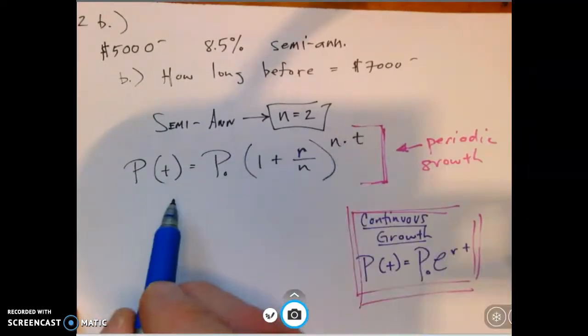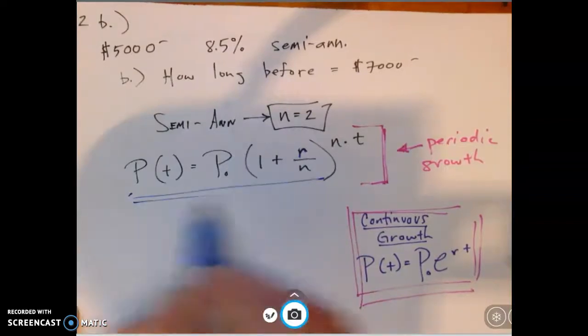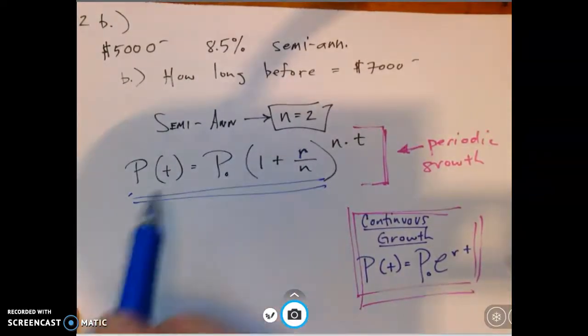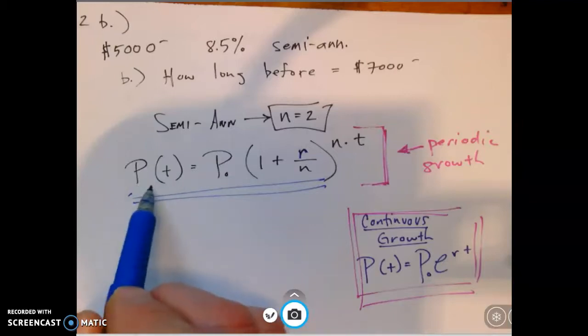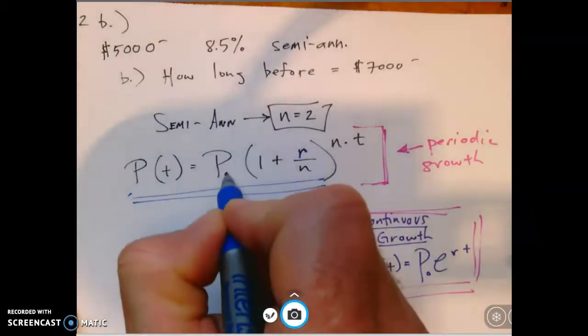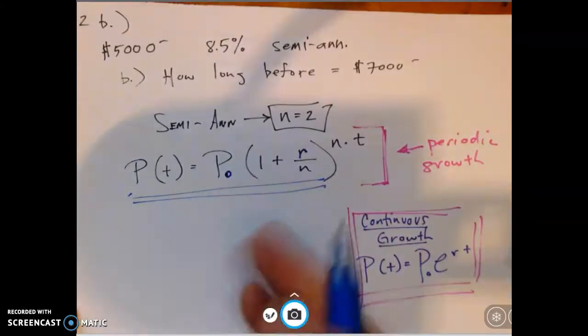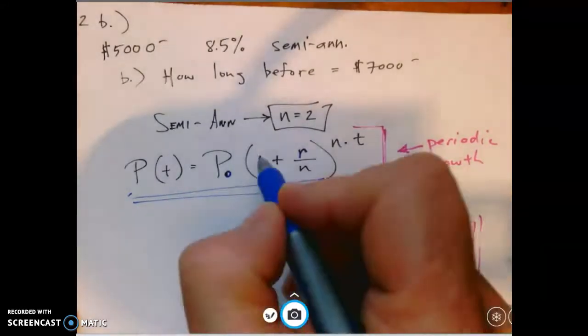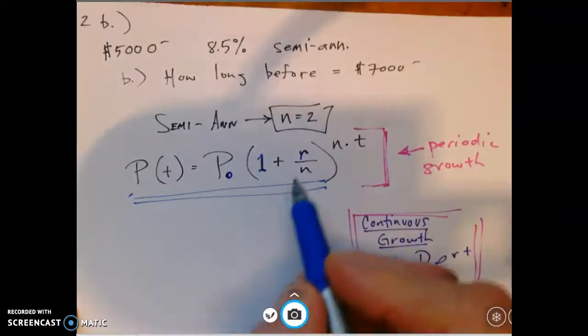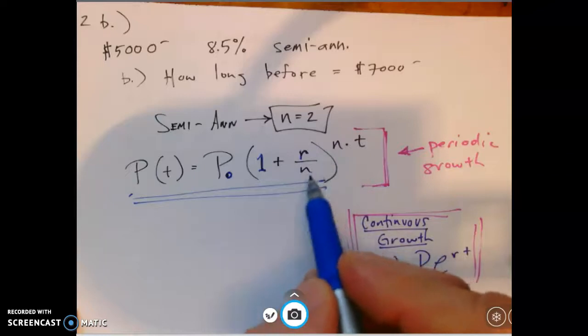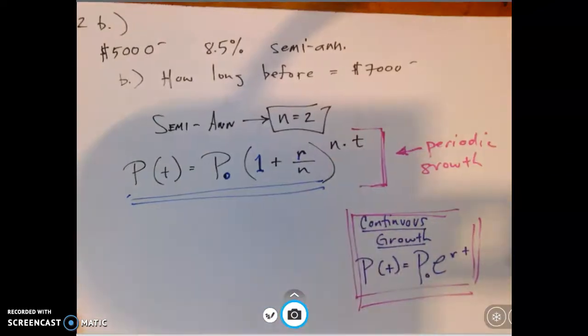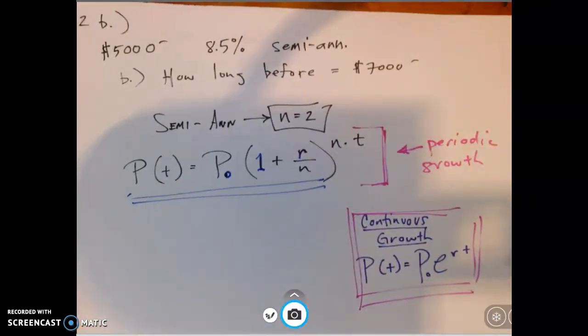So this function right here is a periodic growth function. P of t is our object over time. It can be any variable, P of t, S of t, R of t, whatever. But P is a consistent thing. P base 0, you don't always see this 0 here, but that means initial amount, your starting amount. The 1 is my consistent value. My R is my interest rate in decimal. My N is my number of times compounded. And my T is my time. In this case, it's going to be yearly.